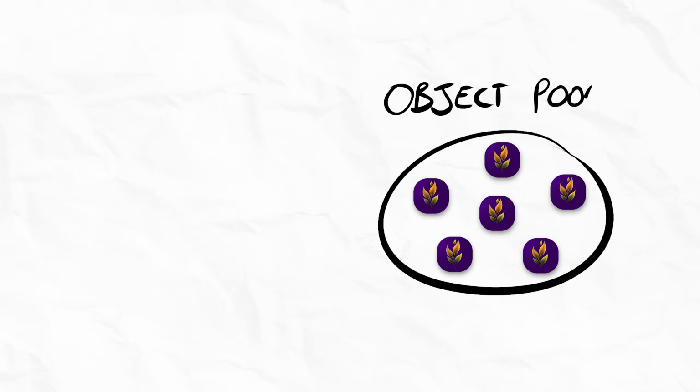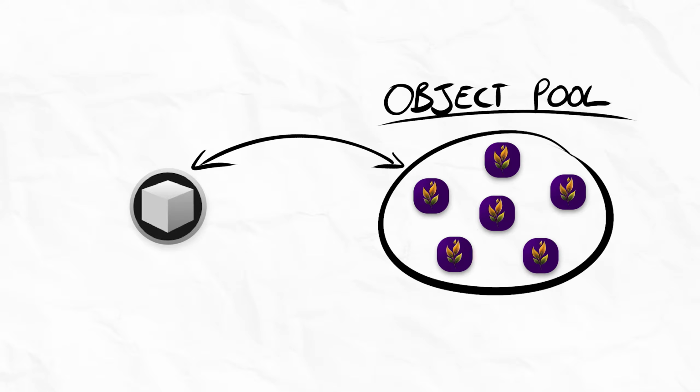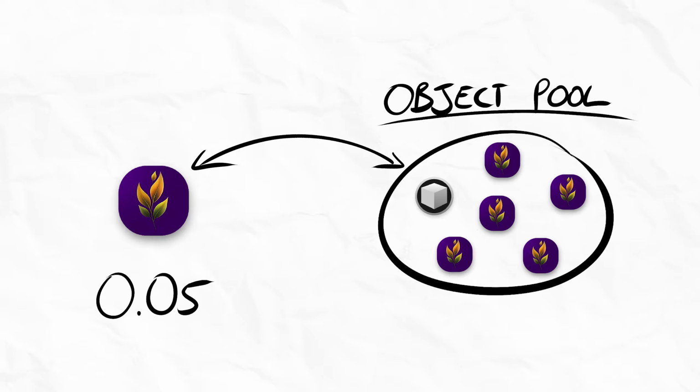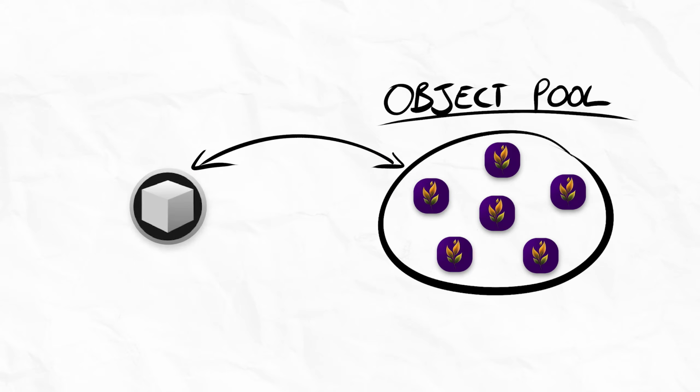Instead of constantly spawning or destroying objects, the system preloads interactive foliage into what we call an object pool. When a player interacts with foliage, the system swaps the static mesh with an interactive blueprint in under 0.05 milliseconds. When the interaction ends, the original mesh returns to place.